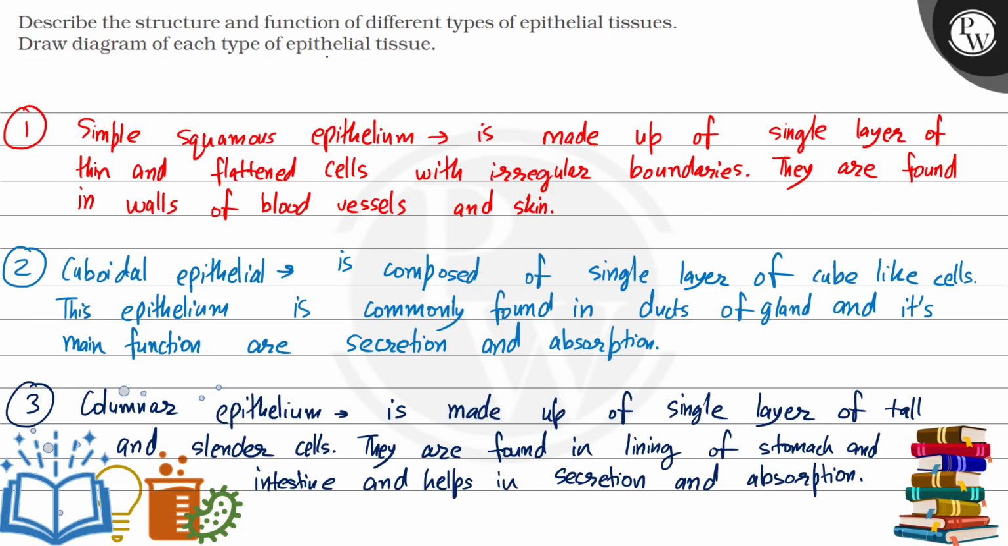Draw a diagram of each type of epithelial tissue. So the final answer of this question is simple squamous epithelium is made up of single layer of thin and flattened cells with irregular boundaries. They are found in walls of blood vessels and skin.